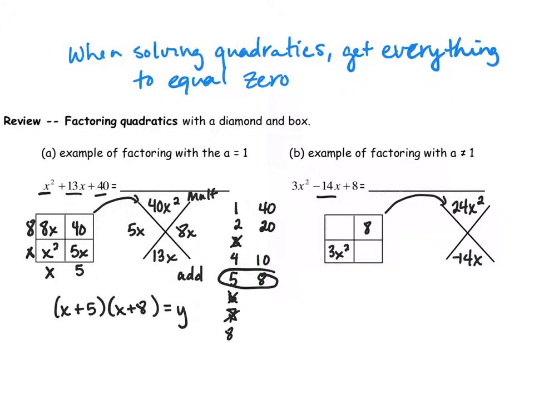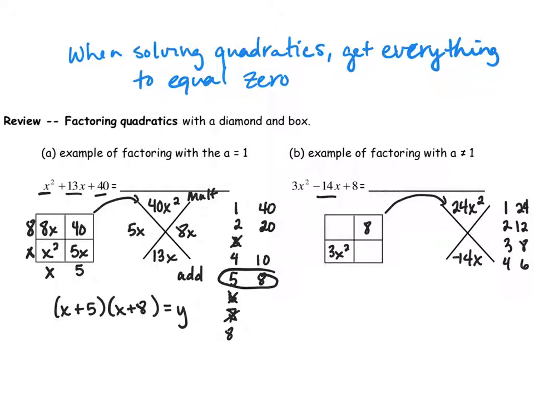So again, I need two numbers that multiply to give me 24 and add to give me negative 14. So I'm going to factor 24. I'm just going to do the all positives for now. I'm not going to worry about the negatives at the moment. I'm going to do 1 and 24. 24 divided by 2 is 12. 24 divided by 3 is 8. 24 divided by 4 is 6. 24 is not divisible by 5. And then I'm back to 6 and 4.